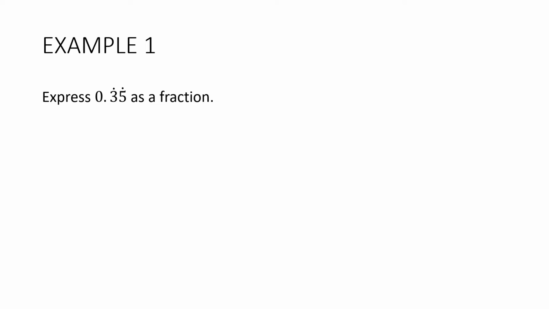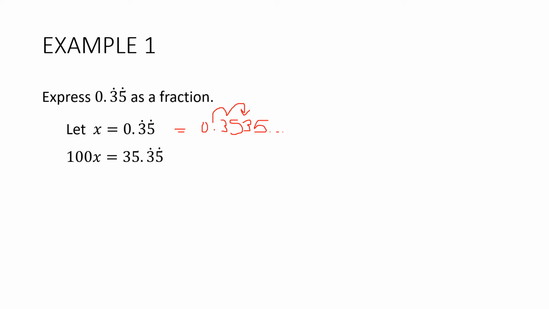Okay, here's another example. Express 0.35 repeater as a fraction. So again, I'm going to start with let x equal 0.35 repeater, but this time I'm going to multiply by 100. It's going to give me 100x is equal to, and what's this going to be? Let's just write it out a bit. It's 0.3535, etc. When I move the decimal place 2 positions, I'm going to get 35.35 repeater. Does that make sense?